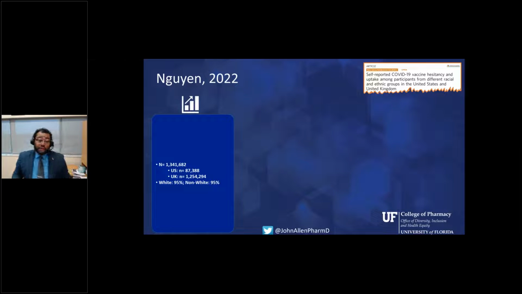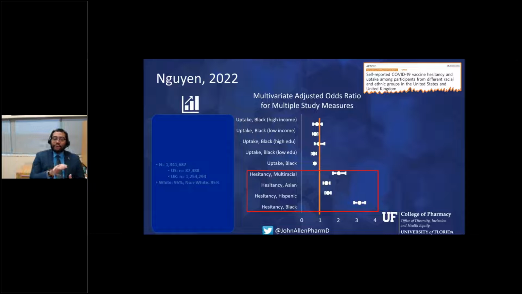And so this was a very large cohort. It included 1.3 million volunteers. And you see the distribution between US and UK participants, primarily in the UK. The data that I'll present moving forward is focused on the United States, and that'll become apparent why I'm doing that in the next few moments. The cohort was 95% white and 5% non-white. With respect to looking at the adjusted odds ratio for various study measures.